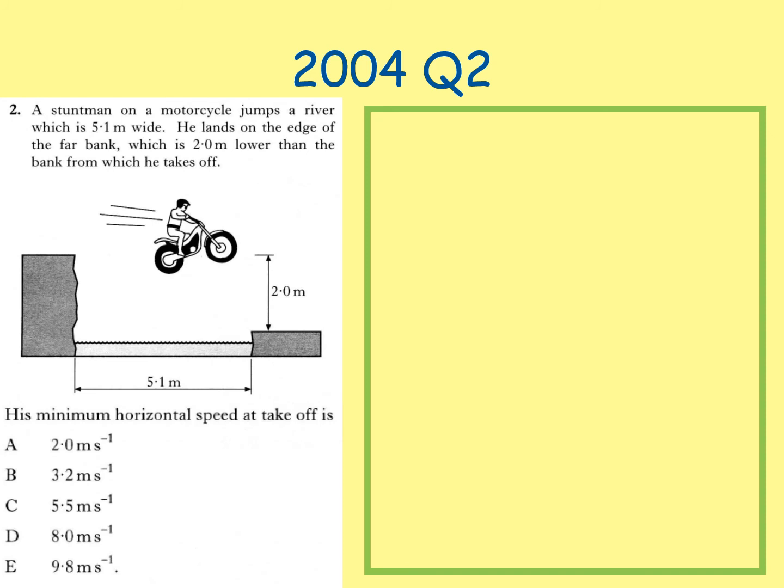A stuntman on a motorcycle jumps a river which is 5.1 meters wide. He lands on the edge of the far bank, which is 2 meters lower than the bank from which he takes off. What is his minimum horizontal speed at takeoff?